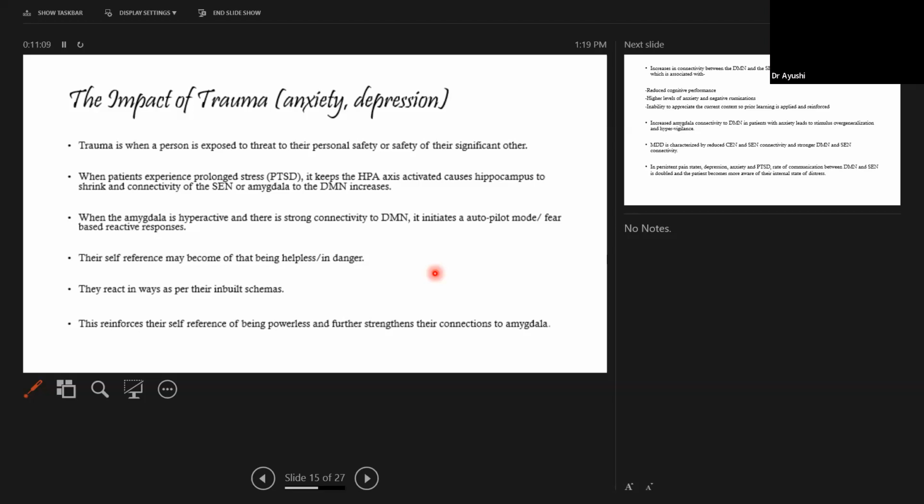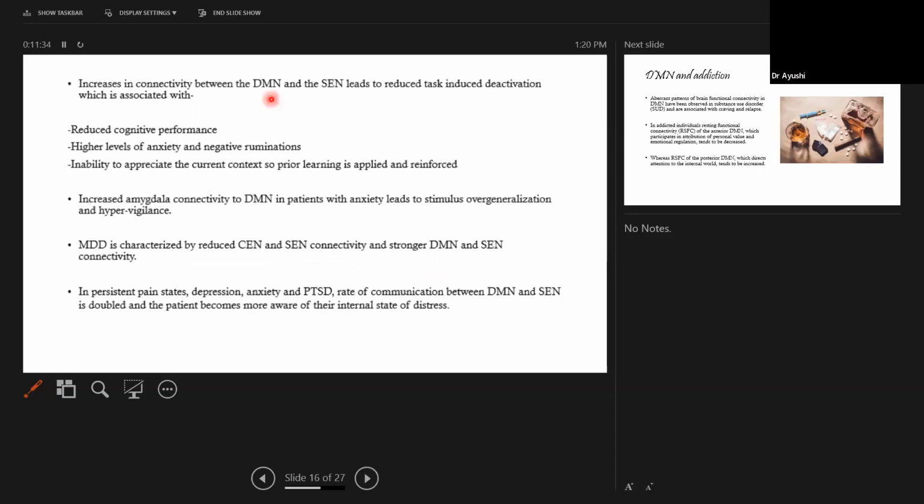So now the amygdala is hyperactive and strongly connected to the default mode network, and this basically initiates an autopilot mode, or fear-based reactive responses. The self-reference of the patient becomes that of being helpless or being in danger. They react in ways as per their inbuilt schemas that they're in danger. Also, as I mentioned, the connectivity between the salience network and the default mode network also increases.